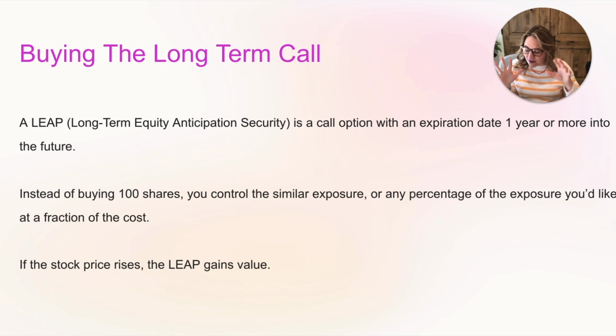There are some things that I teach in my course that can help you be better at selecting this, because every once in a while you can choose a bad LEAPs, and it's well worth getting mentorship to figure out those things to look out for. There are too many to mention here, but that is why I teach a course, all right?